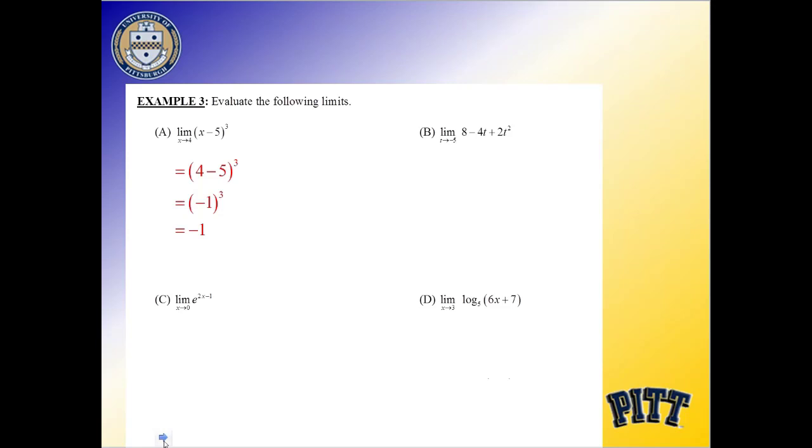So I actually did f of 4, but since this function actually is continuous at 4, I know that the function value and the limit as x approaches 4 are the same thing.